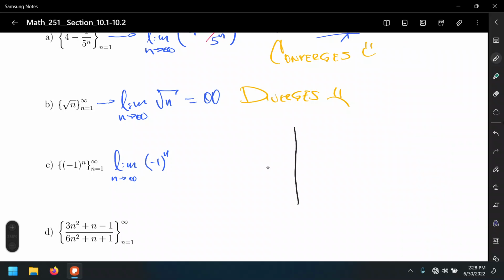Okay, let's look at what this sequence is doing. When n equals 1, what is that equal to? Negative 1. What happens when n equals 2? N equals 3? N equals 4? And so on. It's just oscillating between negative 1 and 1. So because of the oscillation, it's neither at 1 nor negative 1.